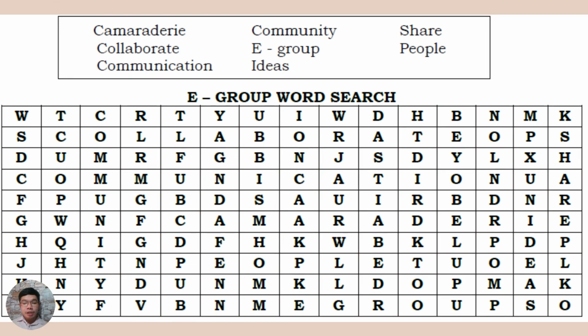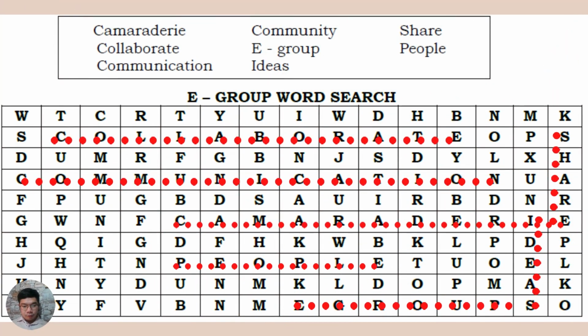This time, you may now pause the video while you find the words, and later on, once you are done, you may resume the video. Let us now check your work. And those are the words in the e-group word search. We have here collaborate. We have here communication, camaraderie, people, e-groups, share, and ideas.